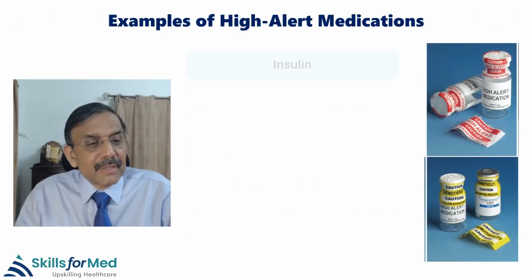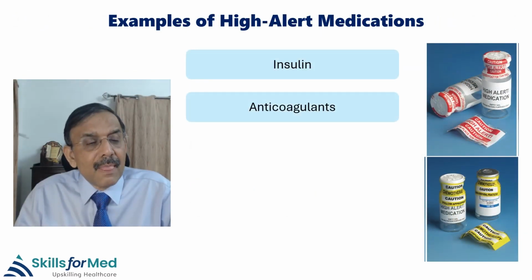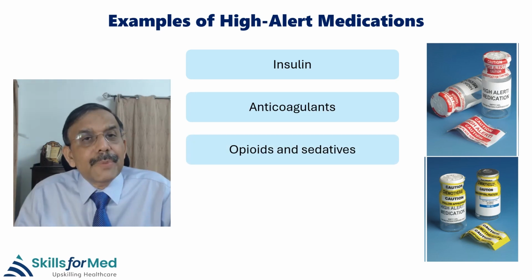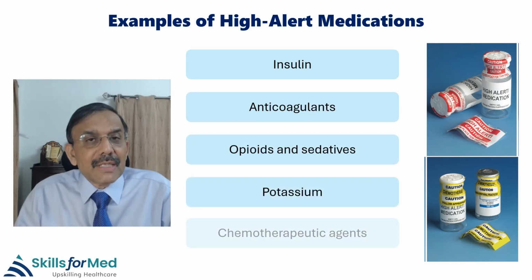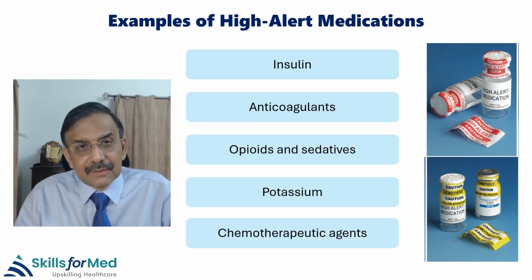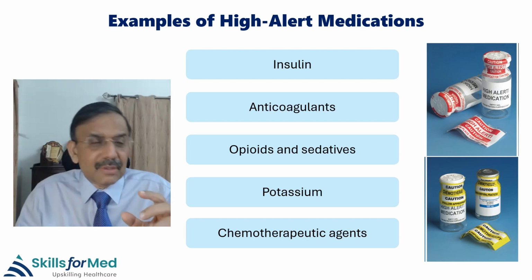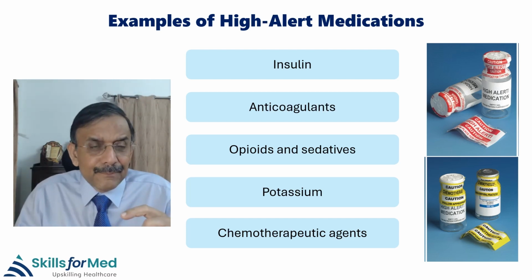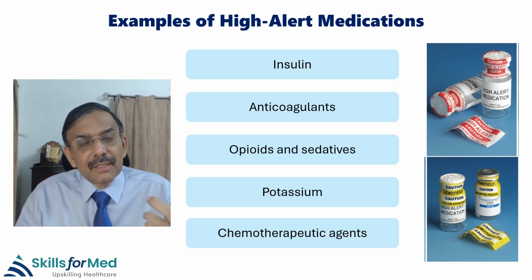Some examples are insulin, anticoagulants, opiates and sedatives, potassium, and chemotherapeutic drugs. So in short, any drug which has a very narrow therapeutic window, that is, if you give a small dose it is a problem, and if you give a slightly larger dose it's also a problem. Or a drug which, if it extravasates, may cause a very serious problem, like chemotherapeutic drugs. So these are all included in the high alert medication, and you should have a policy for that.